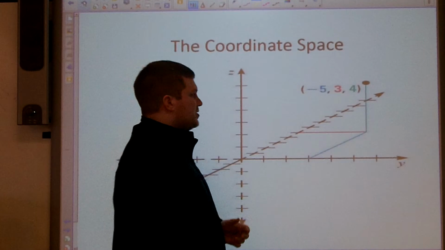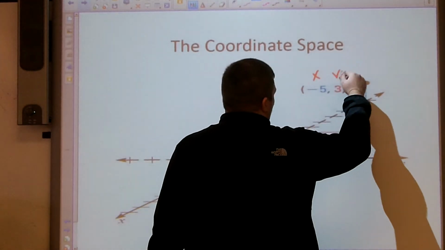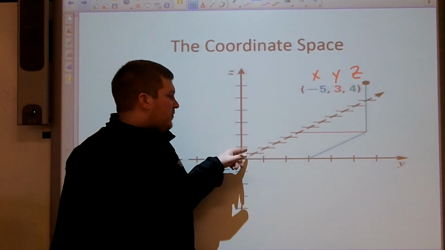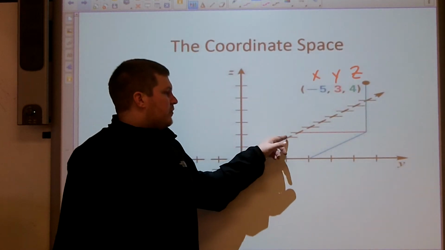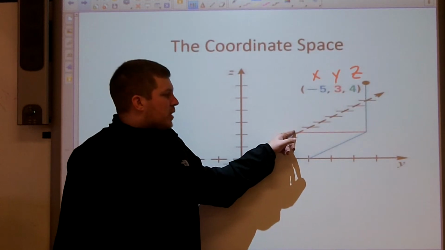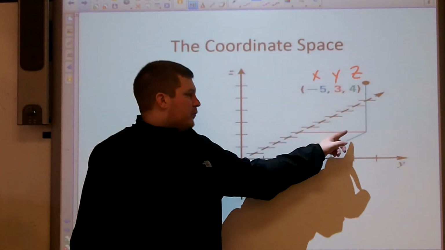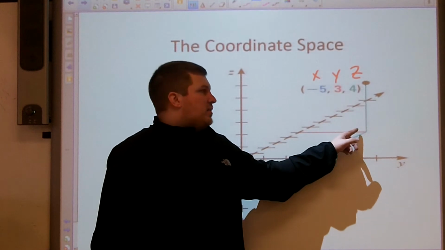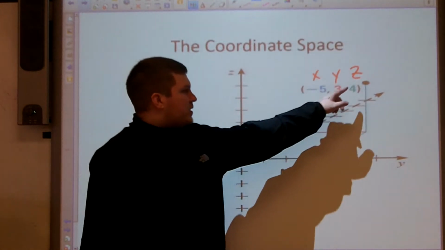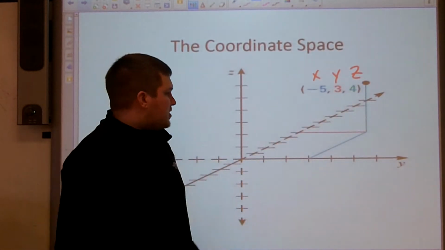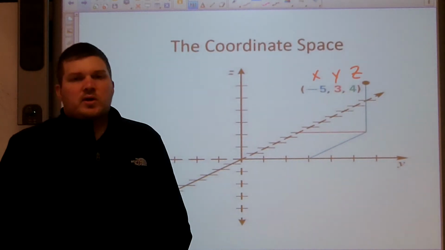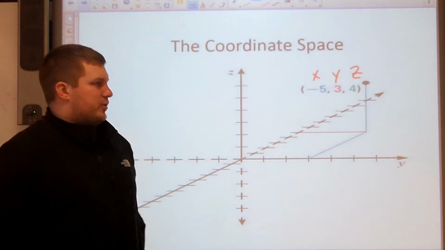So here is my ordered triple. This is my x, y, and z. So negative 5 tells me I go backwards 5 units: 1, 2, 3, 4, 5. Y equals 3 tells me I go to the right 3 units: 1, 2, 3. And then z equals 4 tells me I go up 4 units: 1, 2, 3, 4. So my ordered triple is in 3-dimensional space. You see I use these little lines to help guide me. It lives right there in that space, up in the air somewhere.